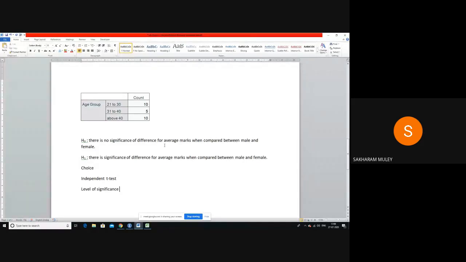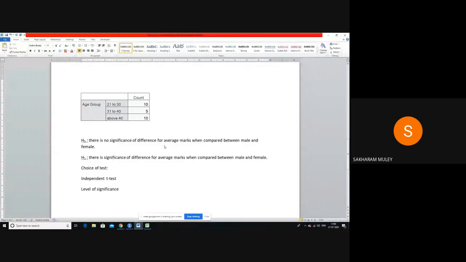So there is no significance of difference. The null hypothesis I want to test is that there is no significance of difference for average marks when compared between male and female, and the alternative is that there is a significance of difference for average marks when compared between male and female. Choice of the test: since I want to compare two groups, male and female, I am choosing the independent t-test, under the assumption that it satisfies the condition of normality.